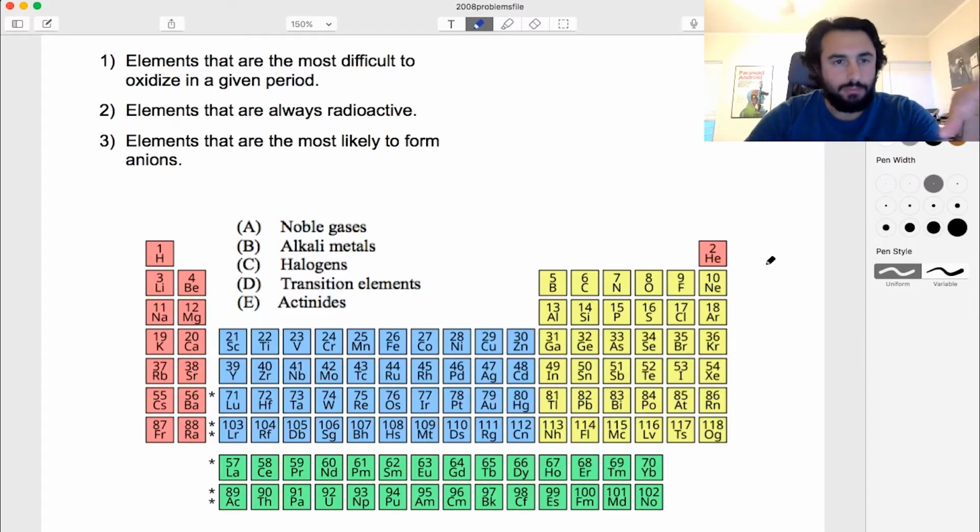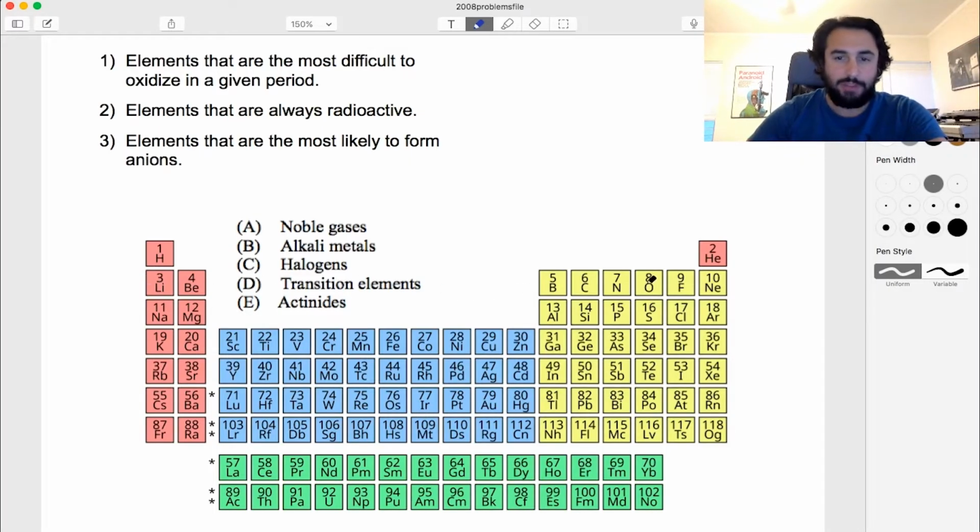So when we're removing electrons, we're looking at ionization energy. So we're asking which are the elements with the highest ionization energies in their period. And so remember, ionization energy increases going to the right along the table. So on the left, this first group here, these have very low ionization energies. They only have one valence electron, so it's very easy to remove that electron from that shell.